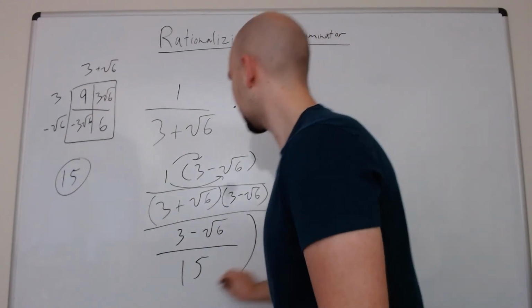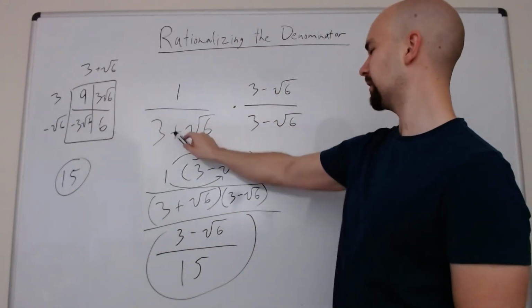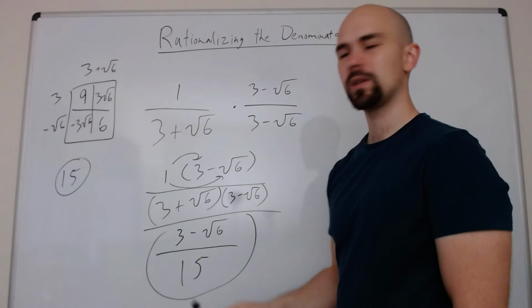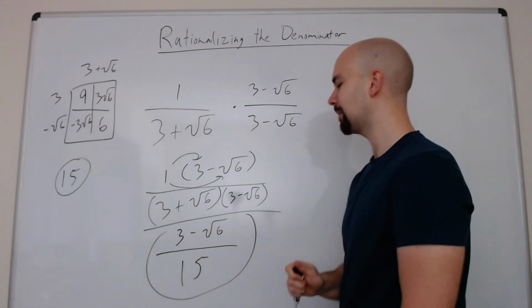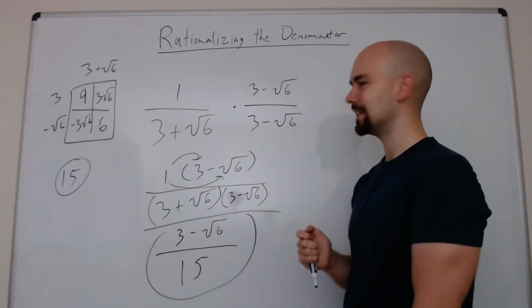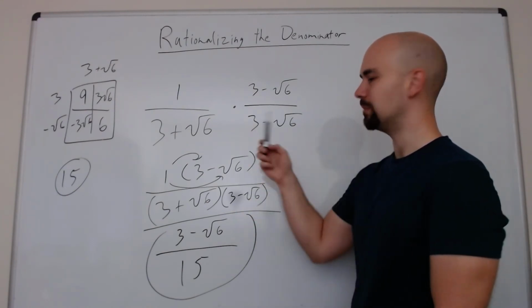Would you rather deal with this fraction, the original one, or this one? This one's a little easier because you've gotten the radical out of the denominator. It's easier to think about dividing by 15 than it is about dividing by 3 plus the square root of 6.